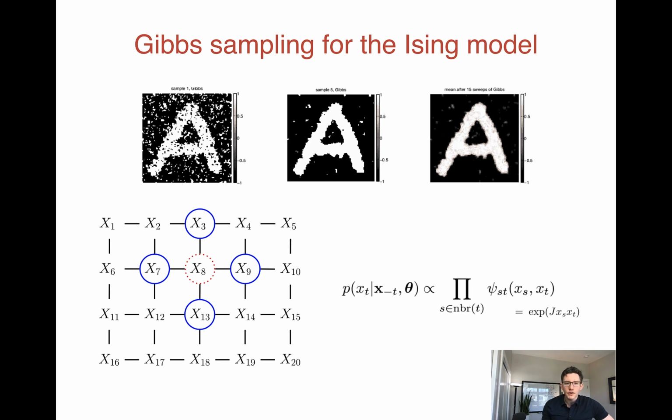what I'm showing you here is this image denoising task, where here is our initial noisy image, and we want a denoised version of this image.